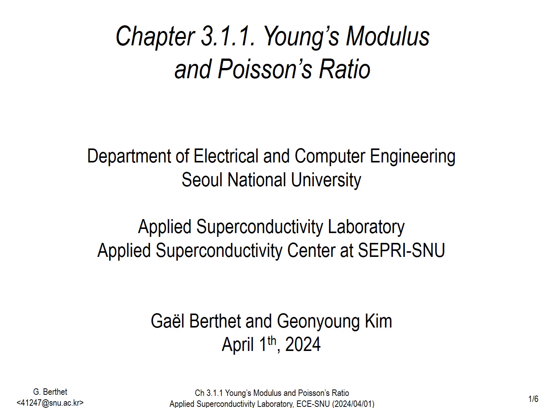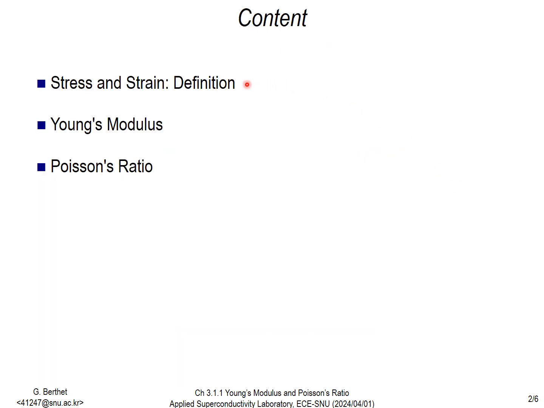Welcome back to the course on superconductivity. Today we're going to talk about Young's modulus and Poisson ratio. We'll first go over the definitions of stress and strain, then define the Young's modulus and the Poisson ratio.